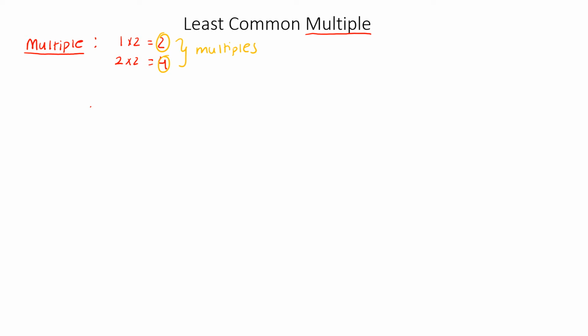Now, let's take an example of the LCM. Let's take two random numbers. What is the least common multiple between 2 and 5? Now, what are the multiples of 2? Let's break this into two sides, 2 and 5.